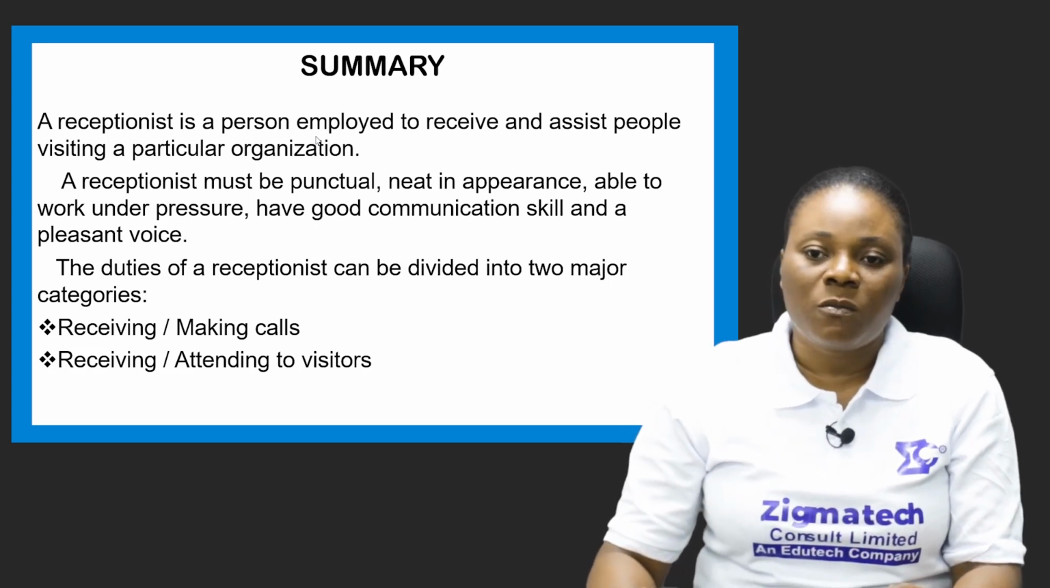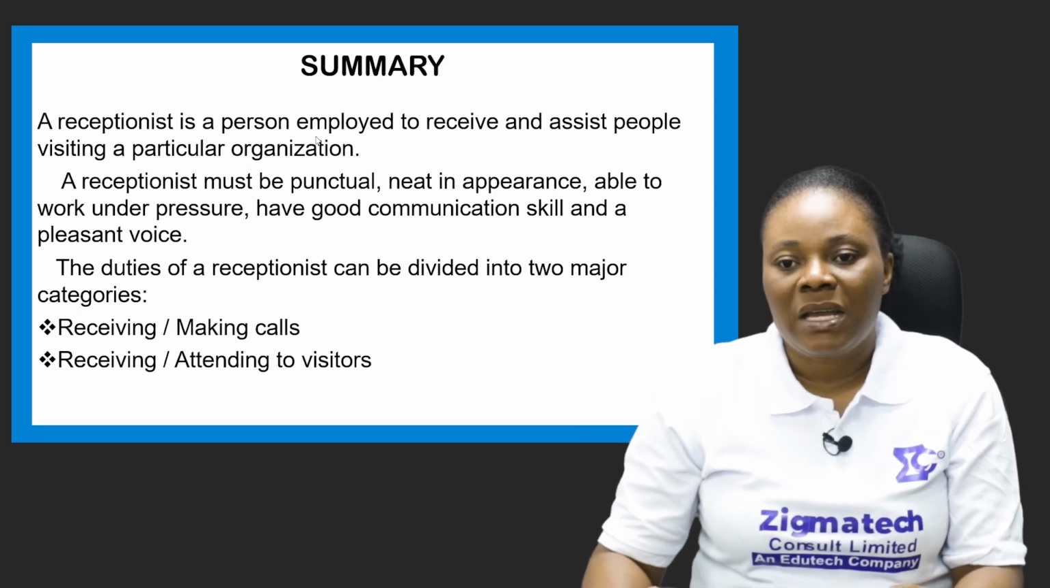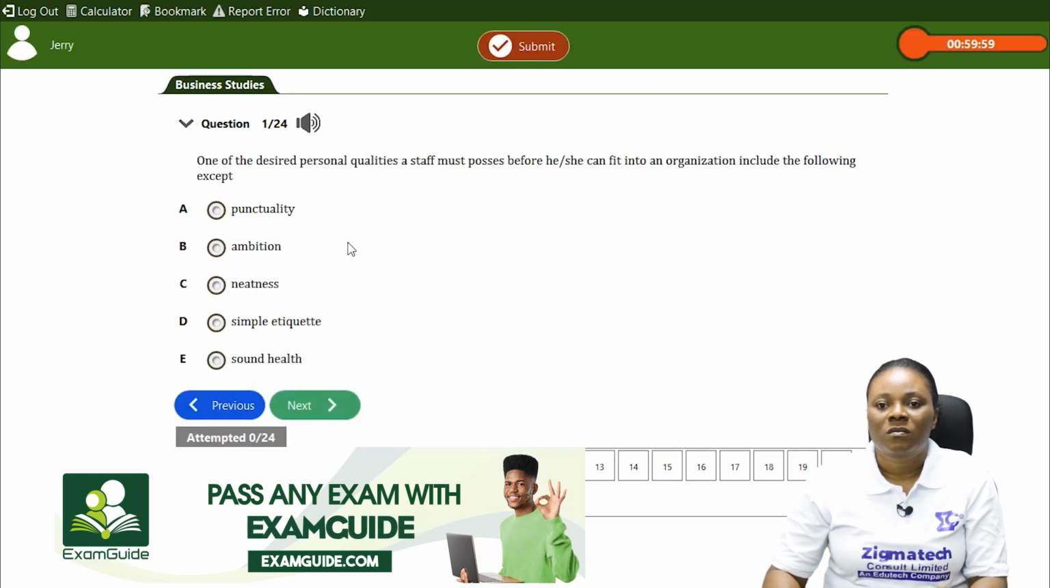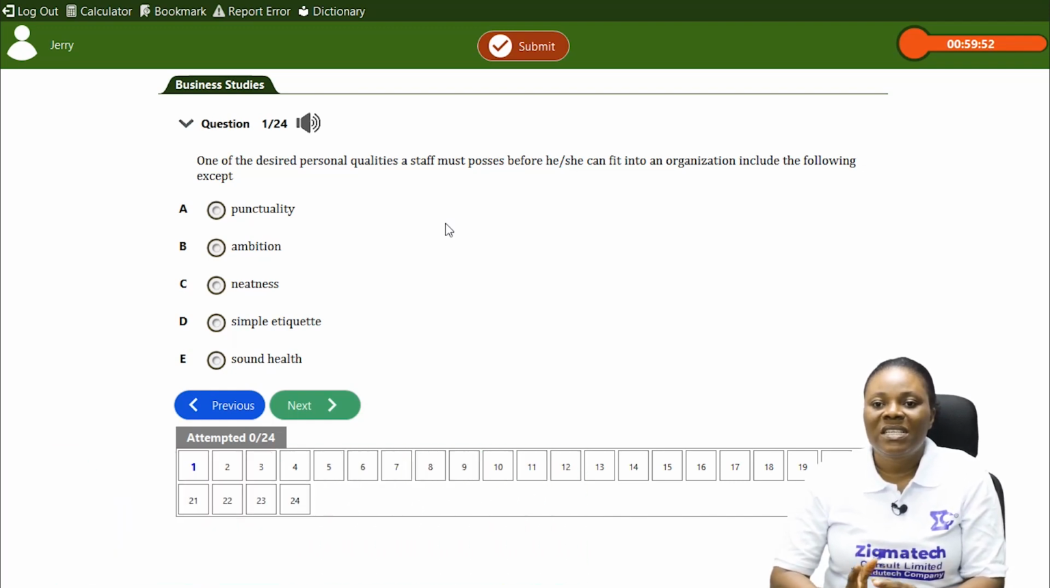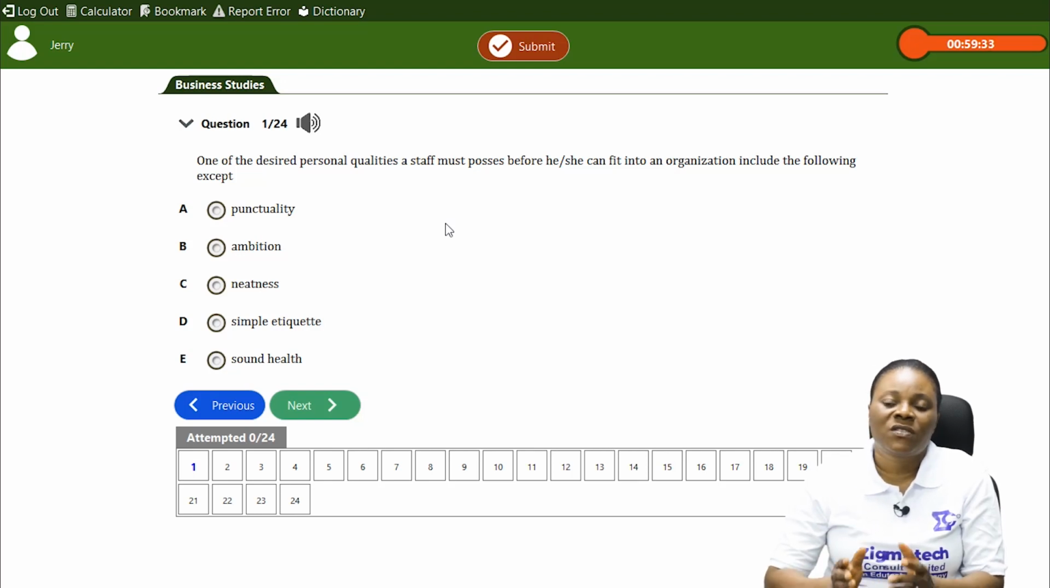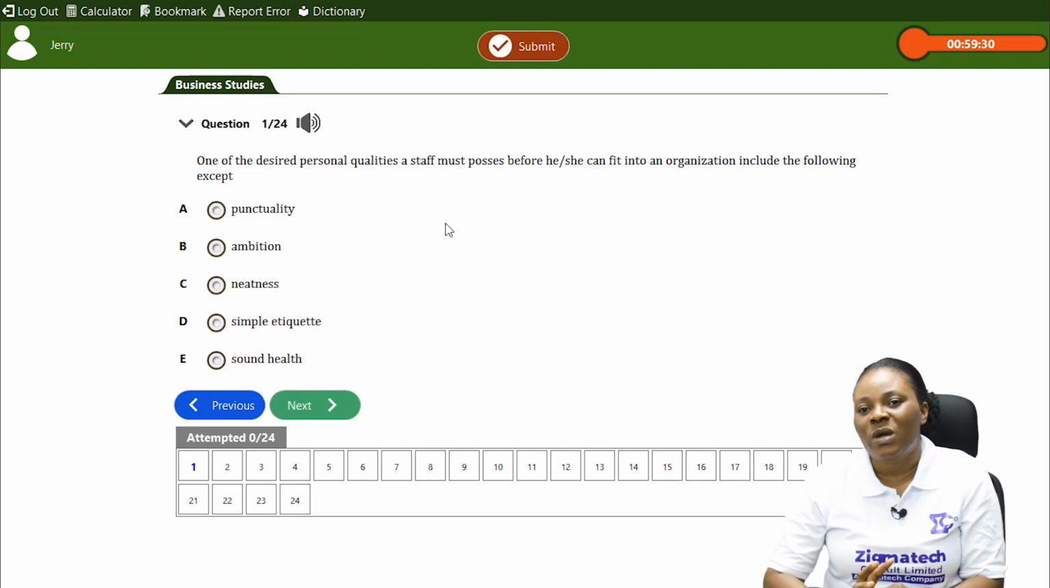But before we go, let's take some questions from our exam guide. Let's take some few questions. The first question says, one of the desired personal qualities a staff must possess before he or she can fit into an organization include the following, except. Here they are looking at a personal quality. We have some referred to as job qualities. We have some referred to as personal qualities. So which of them is not a personal quality?